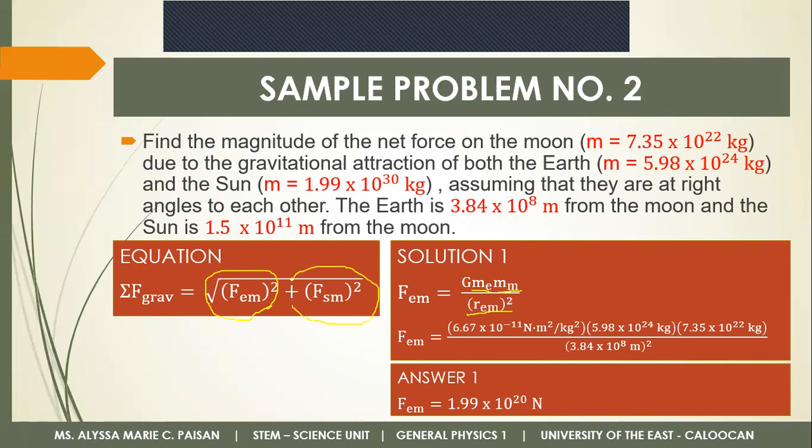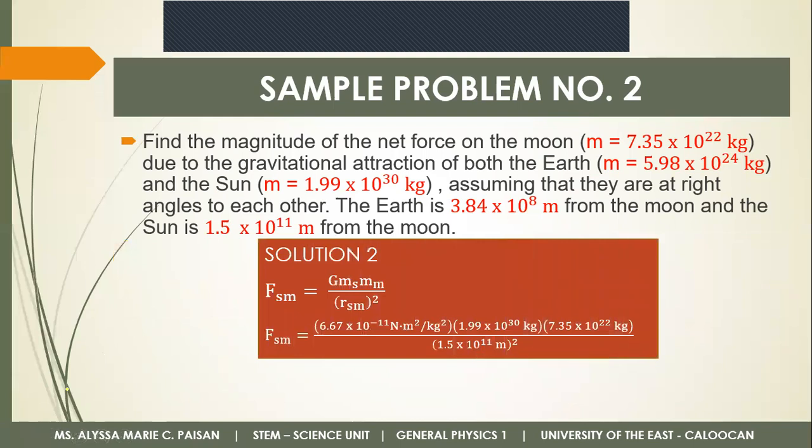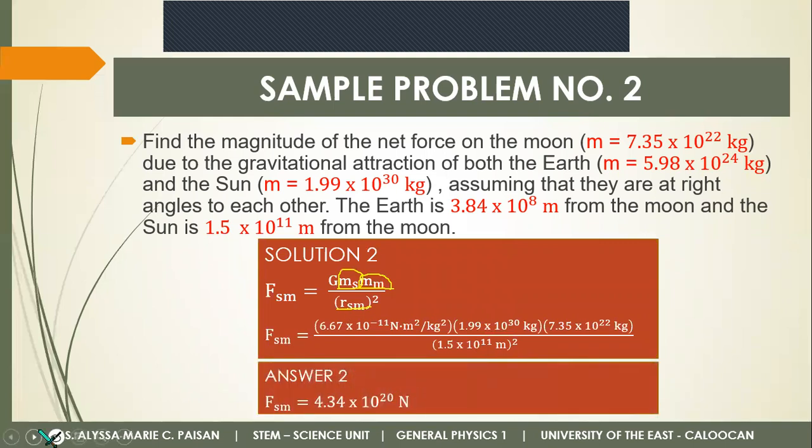And then next, nakuha na natin tong FEM natin. Our next goal should be to get the FSM. To get the FSM, we're going to use MS, the mass of the sun, and of course, the mass of the moon. Therefore, itong masses na to, they are the masses of the interacting bodies. And then the RSM, instead of the REM, because we're already talking about the sun and the moon. Substituting everything, we would get 4.34 times 10 raised to 20 newtons.